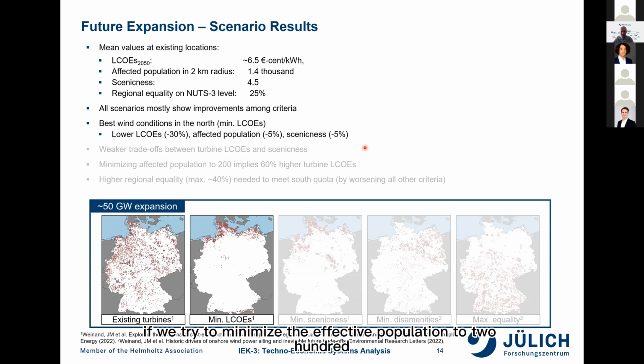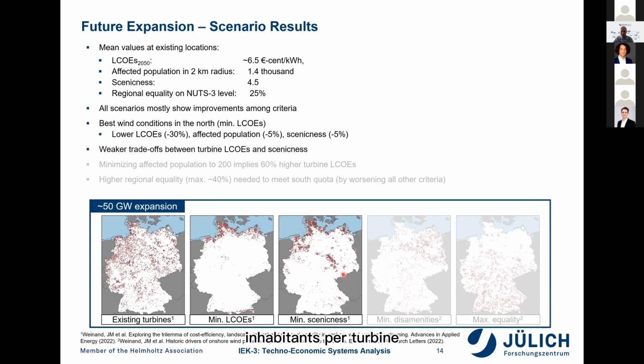If we try to minimize the effective population to 200 inhabitants per turbine, this would imply 60% higher turbine LCOEs, and the turbines would be mostly placed in the northeast of Germany. And then there's also a scenario where we maximize the equality, which could be maximized to about 40%. But in this case, all other criteria would be worsened.